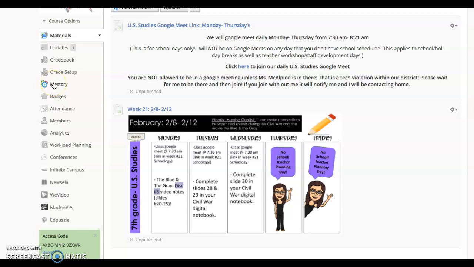Tuesday, we're going to look at slides 28 and 29 in your Civil War digital notebooks. So we'll be looking a little bit at some historical figures in the movie and who they specifically are. So a little bit there. And then we'll also look at some of the border states that still allowed slavery.